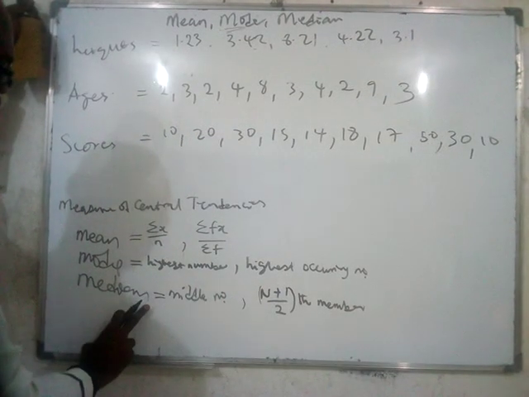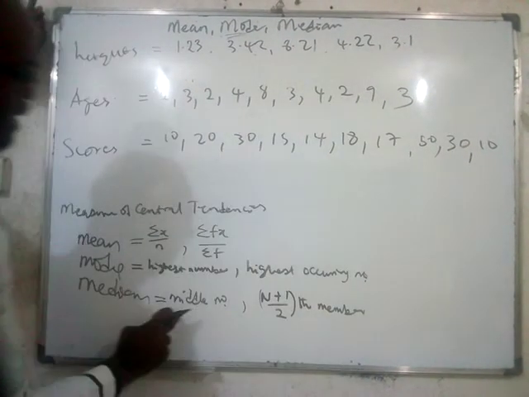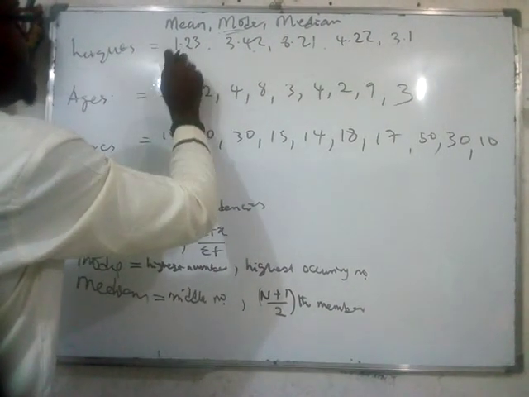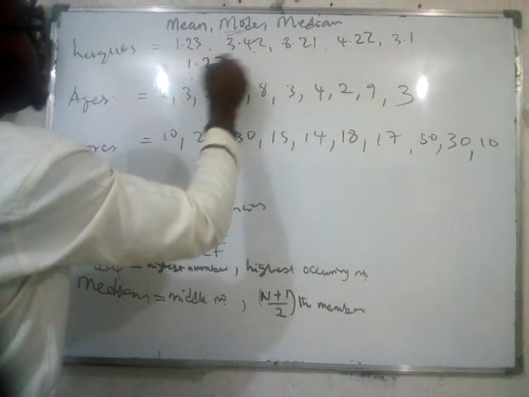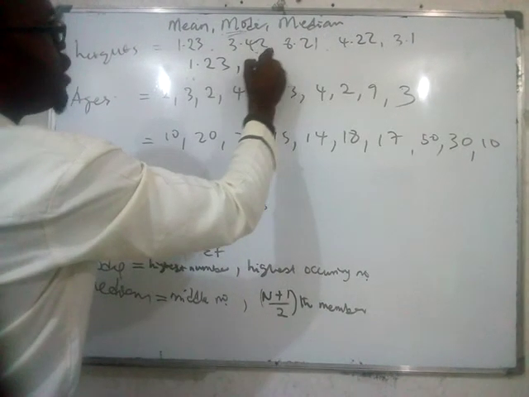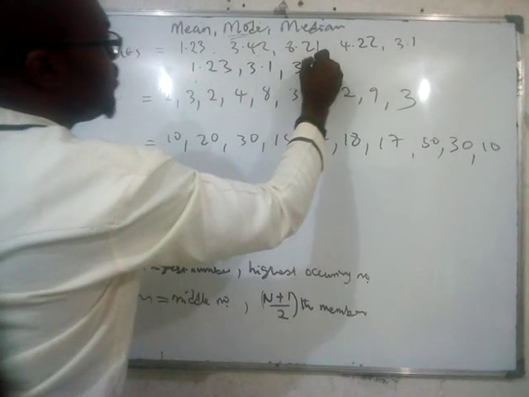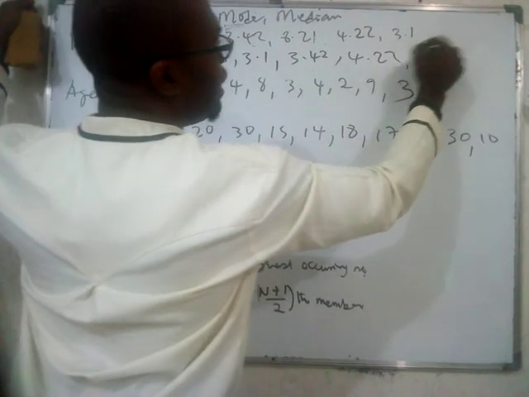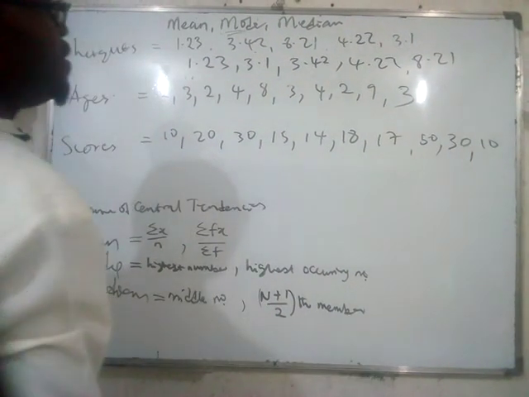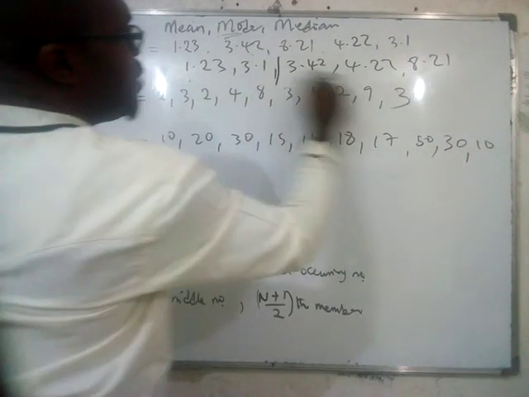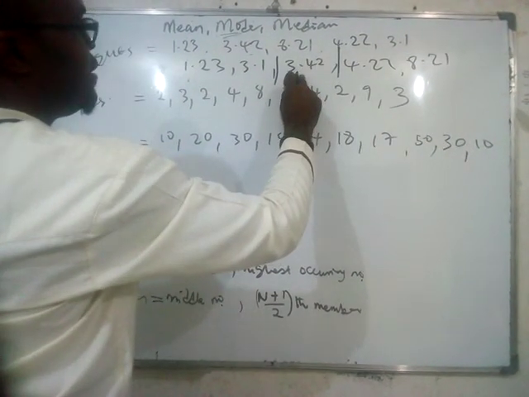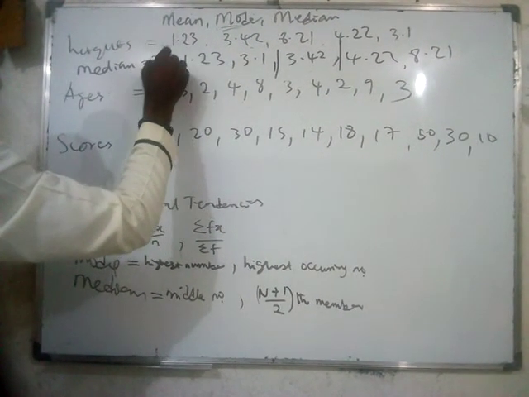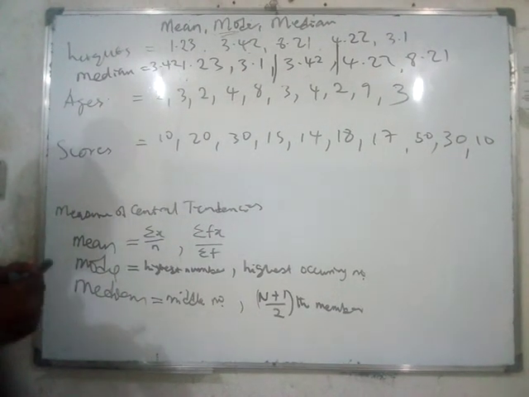Now we do the median. The median for non-repeating data is simply the middle number. So we are going to arrange this in ascending order. The smallest number is 1.23, followed by 3.1, followed by 3.42, followed by 4.22, followed by 8.21. So what is the middle number? If you count, the middle number is 3.42, so the median is 3.42. Have we done the median?